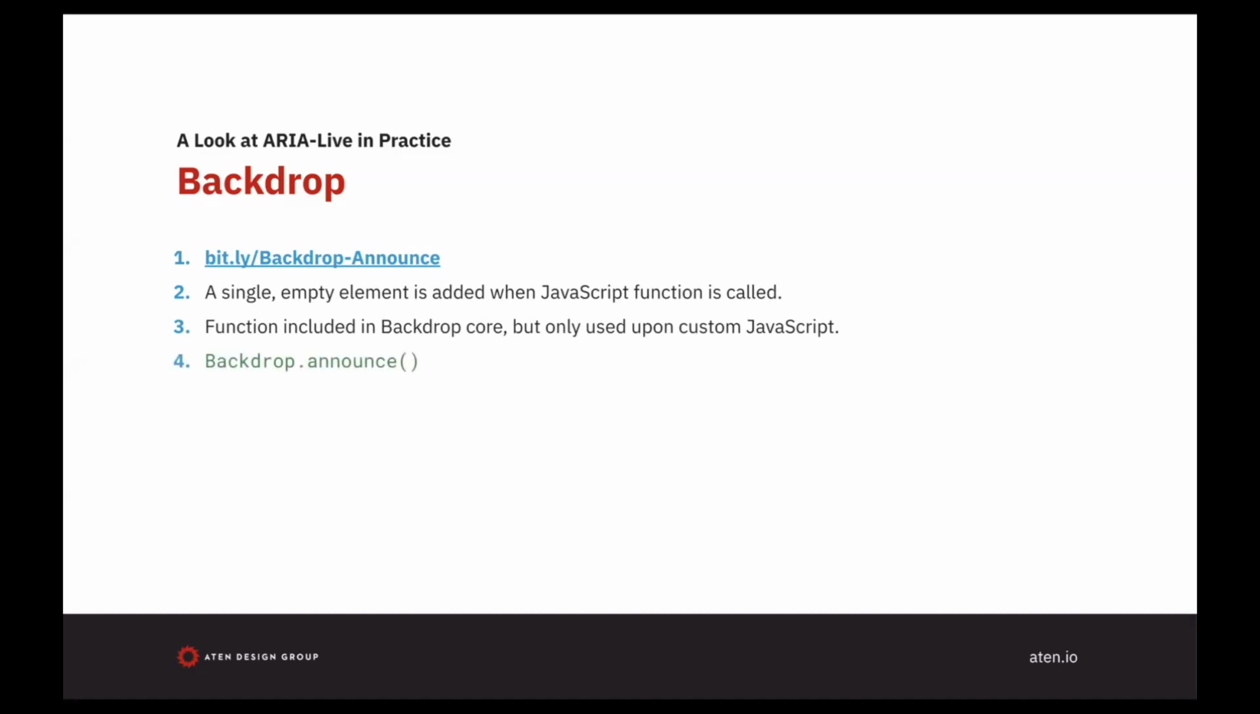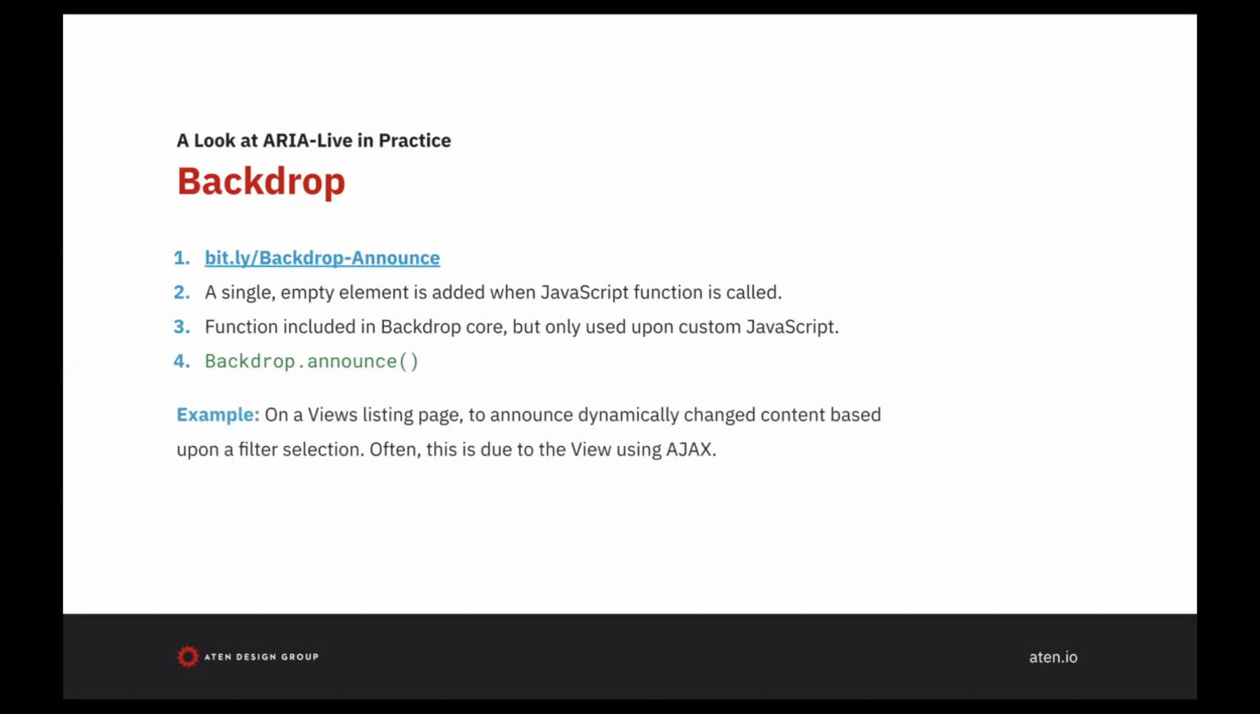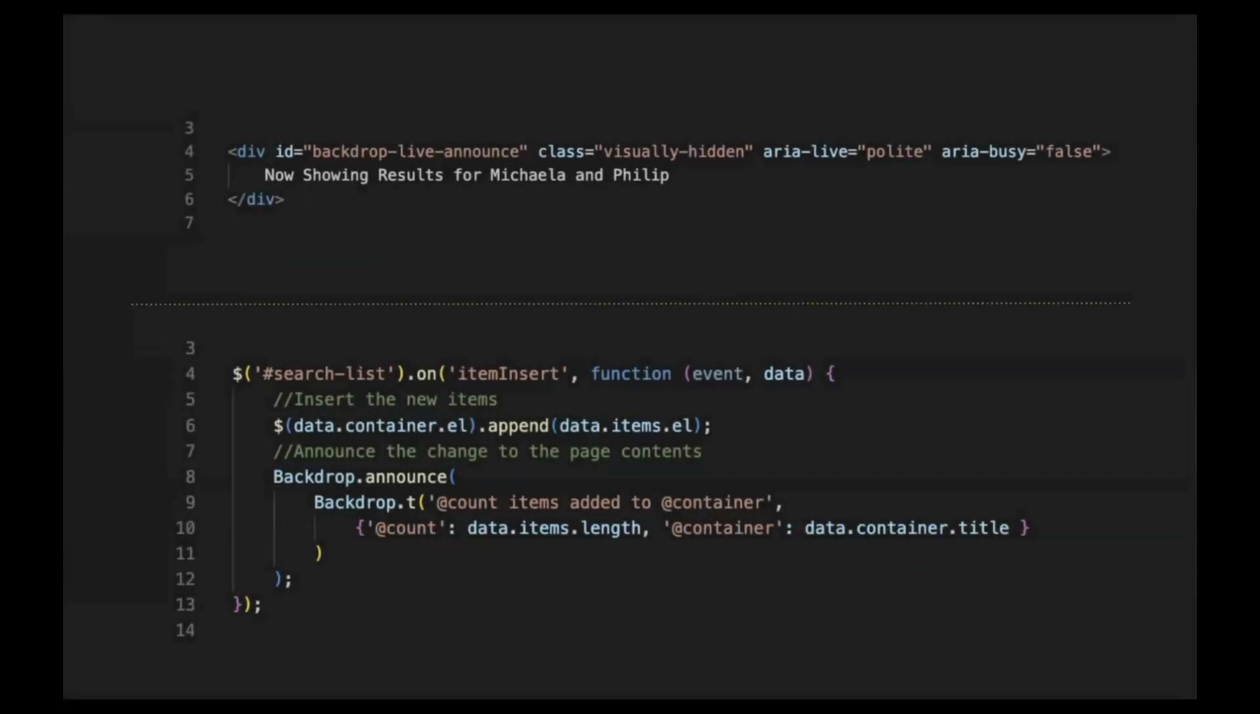The function you'll use to update the ARIA-live announcement div is backdrop.announce. The example use case is exactly the same as Drupal: views listings. Of course, Backdrop's ARIA-live announcement div looks similar to Drupal. And because of that similarity, the JavaScript function, again, is backdrop.announce with all the same options and parameters.